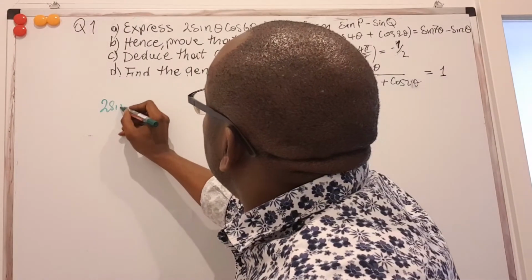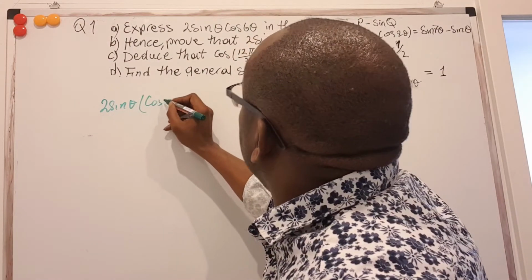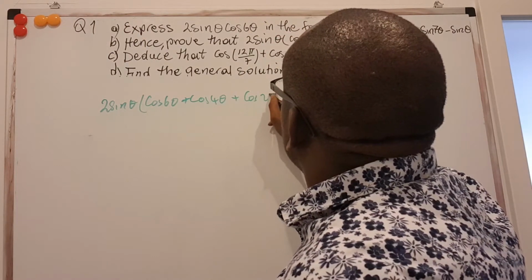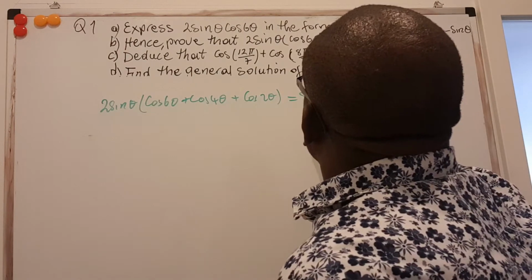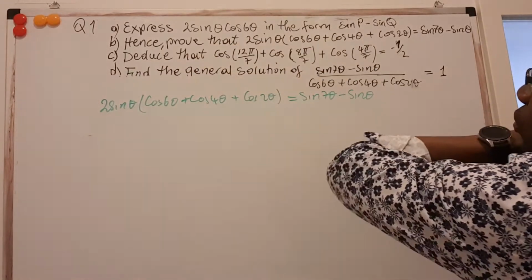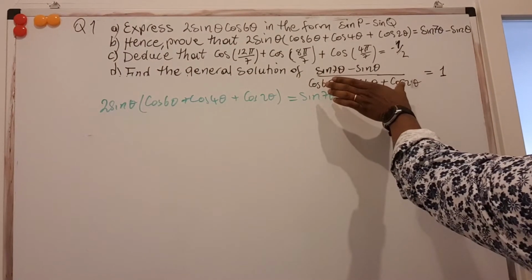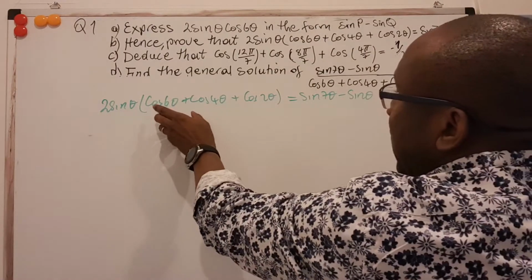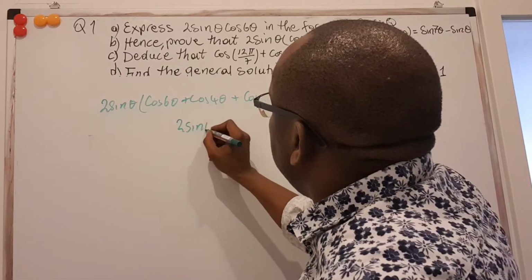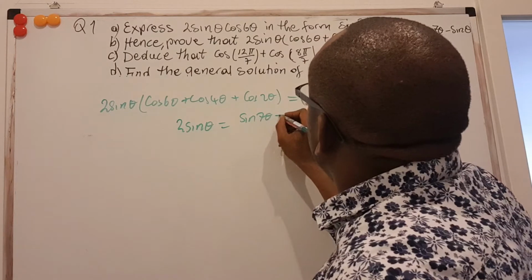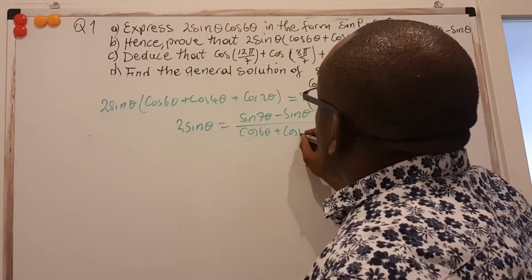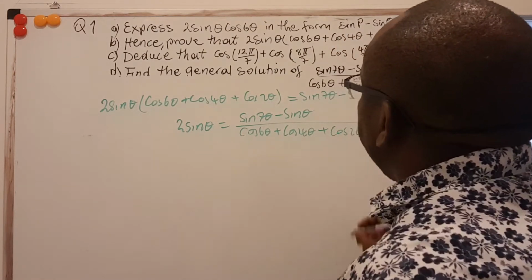We already saw that 2 sine of theta, times the brackets cos of 6 theta plus cos of 4 theta plus cos of 2 theta, is equal to sine 7 theta minus sine theta. This information is known, and we've been able to prove that it is true. The only thing is I try to recognize what I have here with that. So if I divide both sides by the whole of this term, then I get that 2 sine theta is equal to sine 7 theta minus sine theta divided by cos 6 theta plus cos 4 theta plus cos 2 theta.